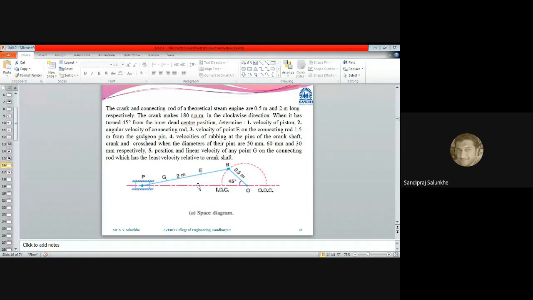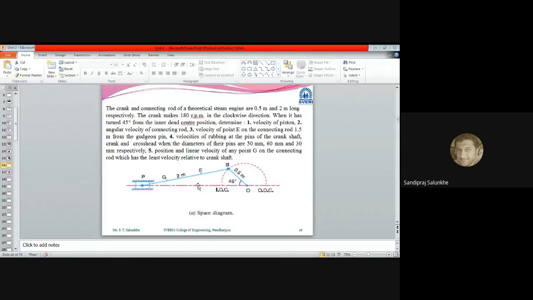So I'll read the statement. The crank and connecting rod of a theoretical steam engine are 0.5 meter and 2 meter long respectively. The crank makes 180 rpm in clockwise direction when it has turned 45 degree from the inner dead center position.